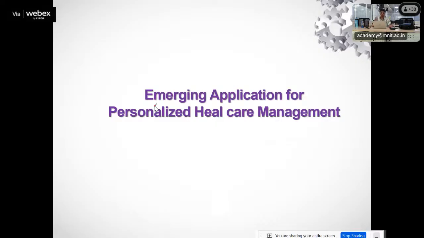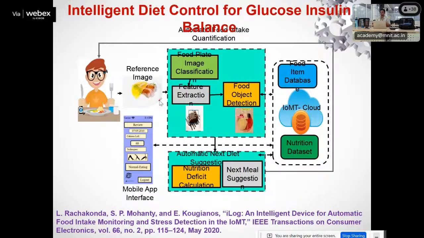Now we will talk about some of the emerging applications which we can adopt for personalized healthcare management in smart healthcare. One of the applications is intelligent diet control. That is very important, because what I am eating and what I should eat matters. If you are a diabetic patient, then you definitely need to pay more attention to what you should eat and what you should not eat.